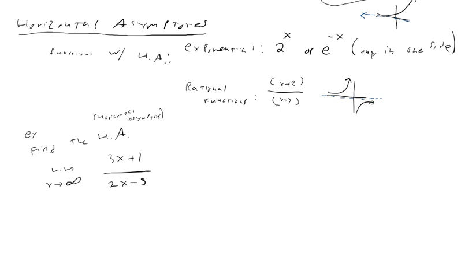Rational functions. This is x plus 2 over x minus 7. It doesn't really matter. So we have this limit here. Where is the horizontal asymptote of this equation, 3x plus 1 over 2x minus 5? Where is the horizontal asymptote? And what is the answer to this question of the limit as x approaches infinity of this number here?